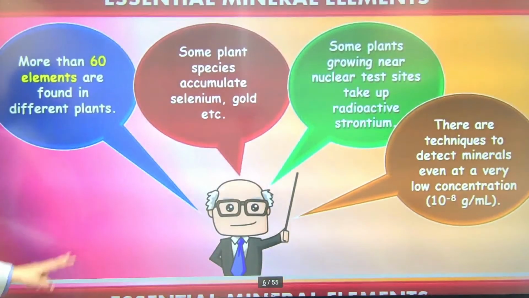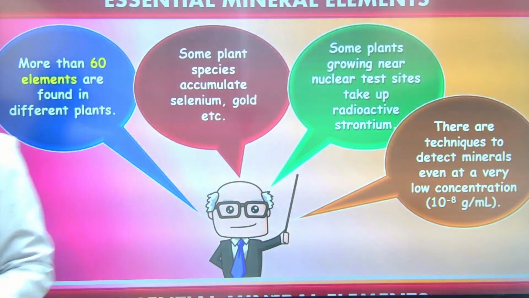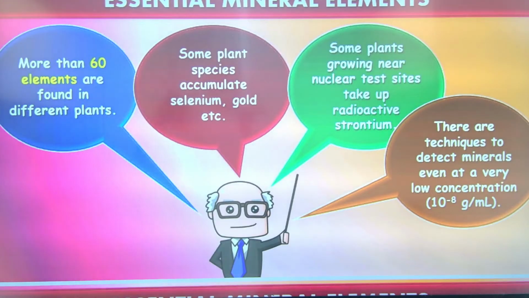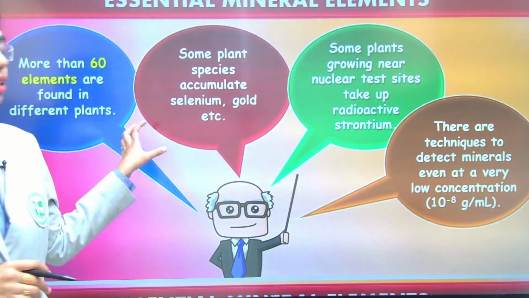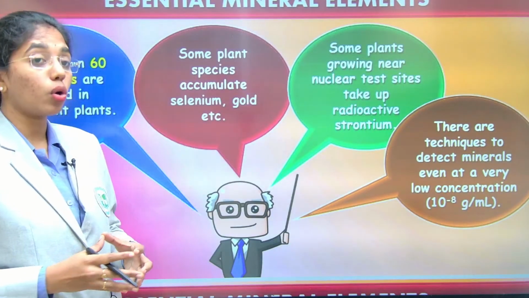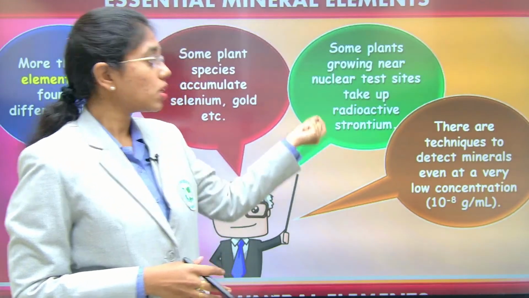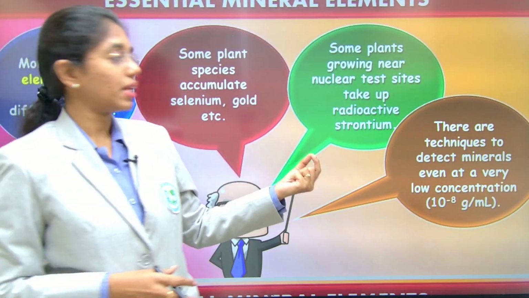And here you have a look at the mineral elements that we have to know. More than 60 elements are found in different plants. Some plant species will accumulate selenium and gold as well. Some plants will grow near nuclear test sites. They have radioactive strontium inside them.